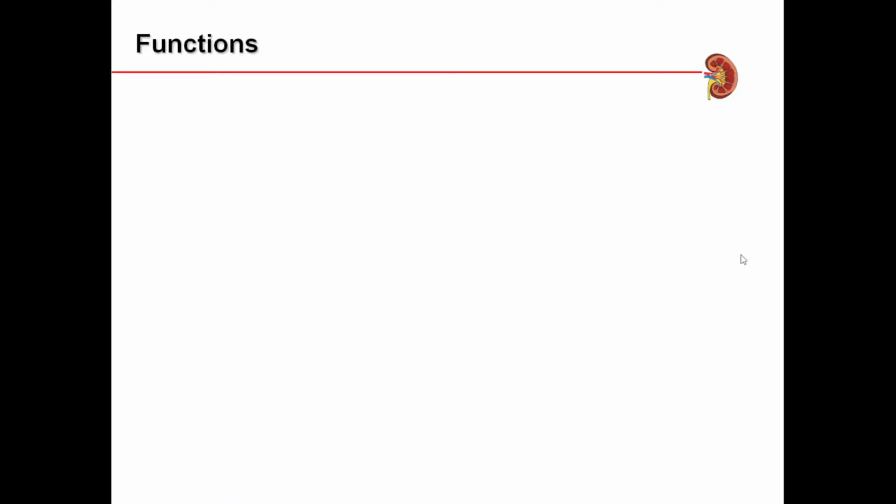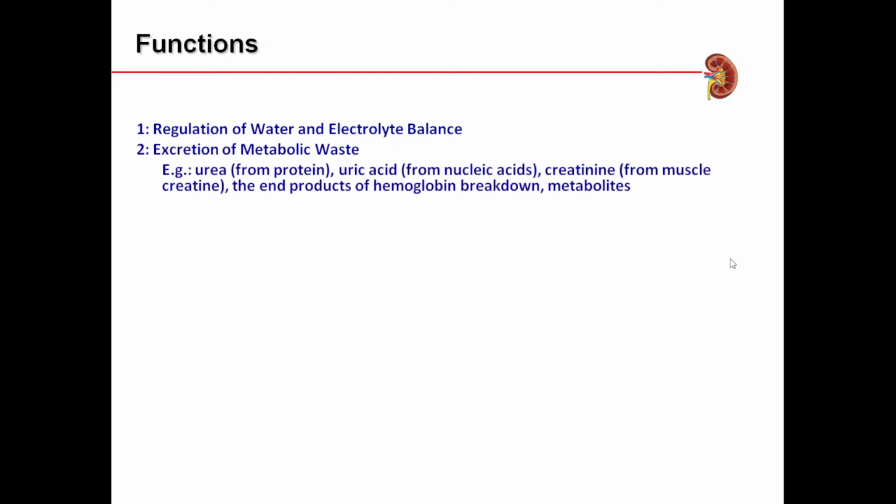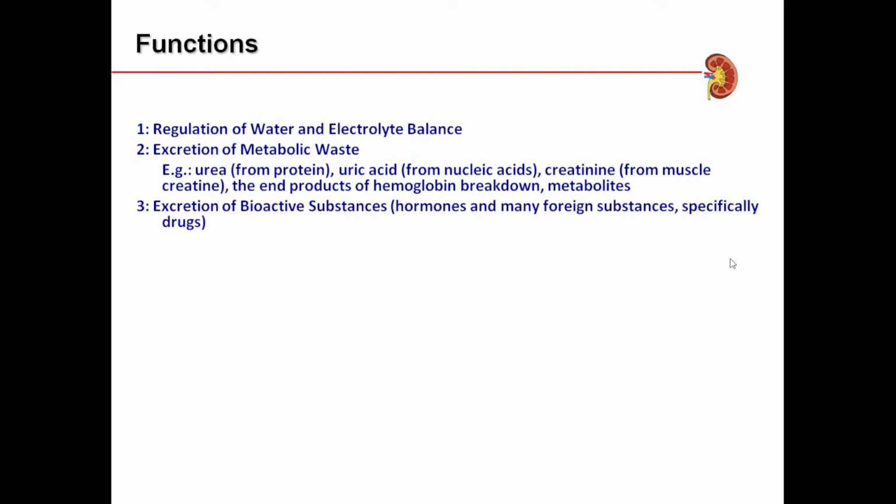So now we will talk briefly about various functions of the kidney. One of the functions is regulation of water and electrolyte balance. The second function is the excretion of metabolic wastes. And here we have urea from protein metabolism, uric acid from nucleic acids, creatinine from muscle creatine, then products of hemoglobin breakdown and metabolites. Excretion of biologically active substances, hormones, and other foreign substances, specifically the drugs.